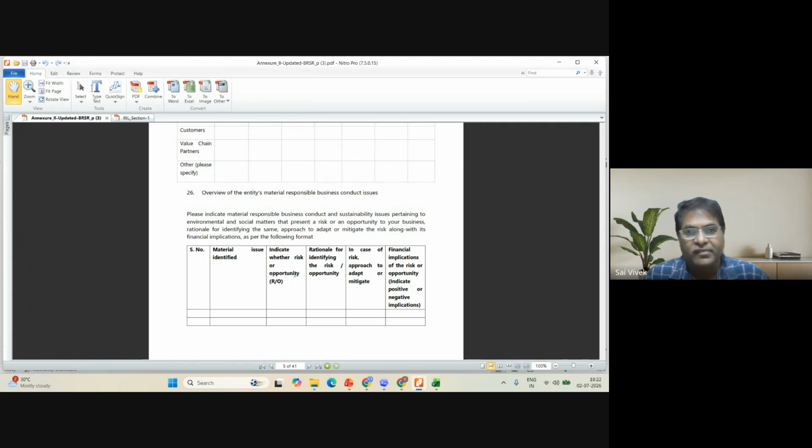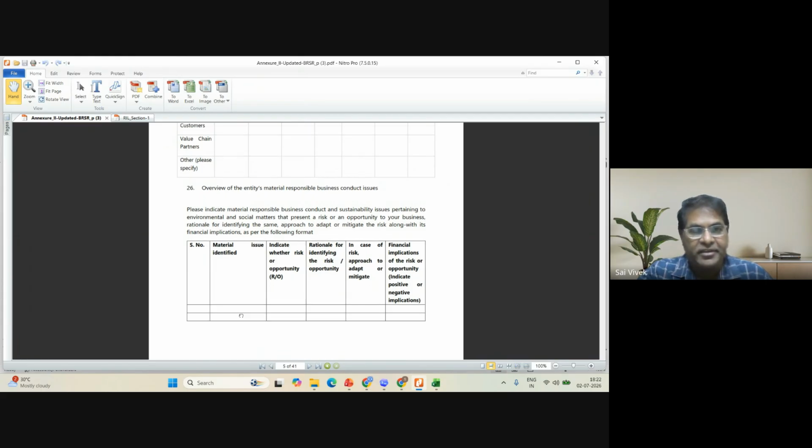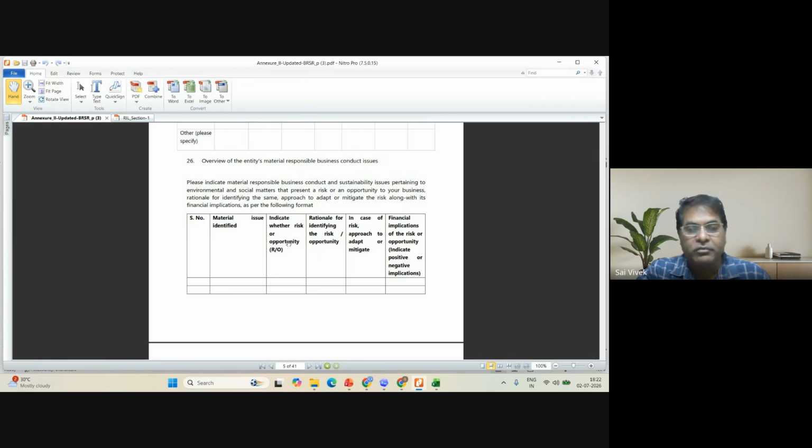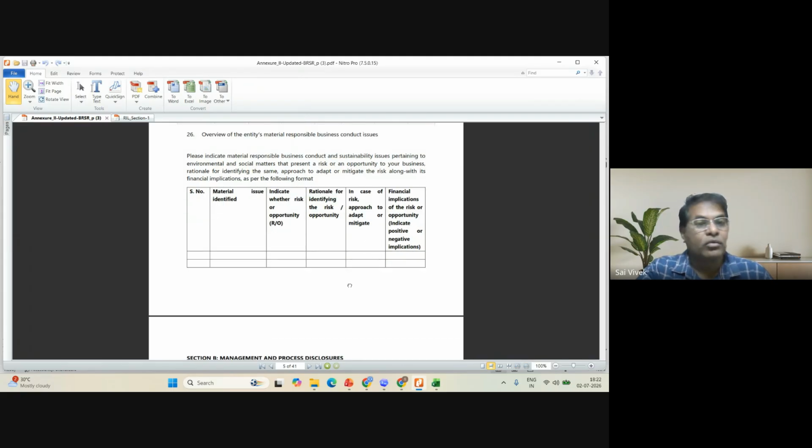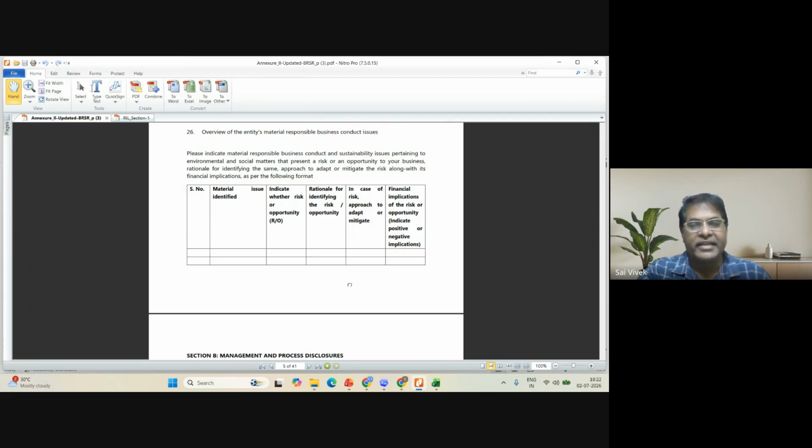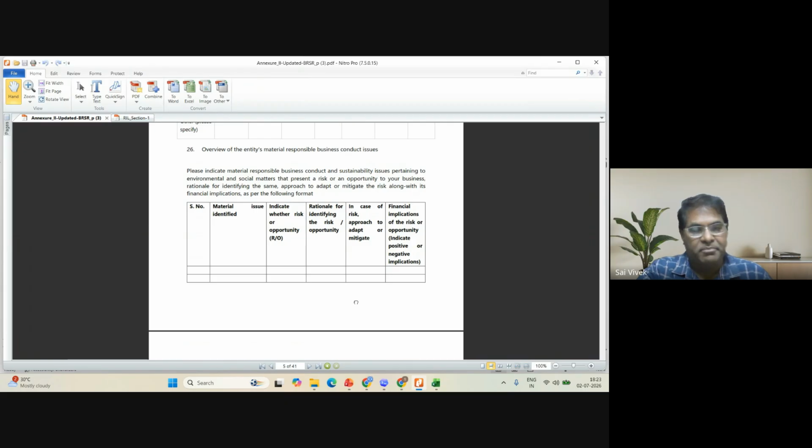risks into opportunities. So that way, we need to identify and mention here the various material issues, whether it is a risk or opportunity, and the rationale for identifying or classifying it. So how do you say whether it is exactly a risk or whether it is an opportunity? And in case you perceive it as a risk, what measures do you take to mitigate it? Financial implications of the risk are also given here. So these are the aspects to be presented in the 26th serial number.